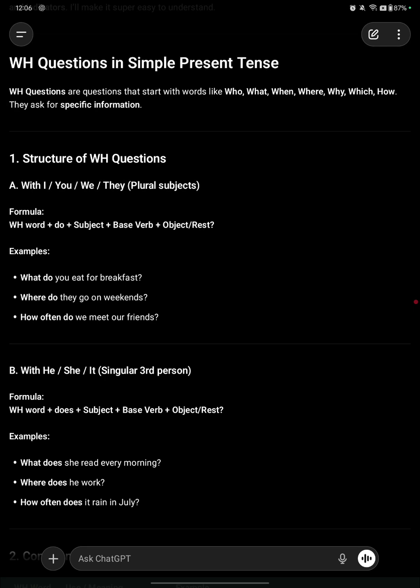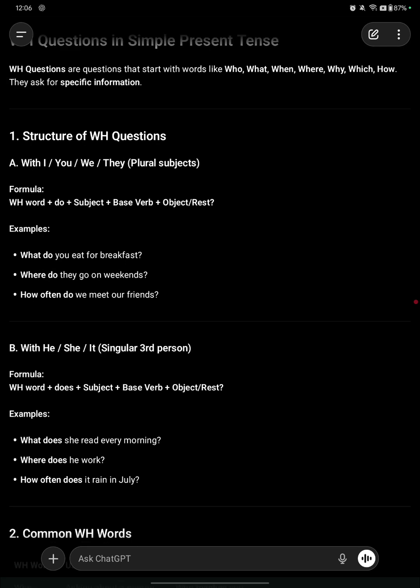Examples: What do you eat for breakfast? Where do they go on weekends? How often do we meet our friends? And the next with he, she, it. It is a singular third person.